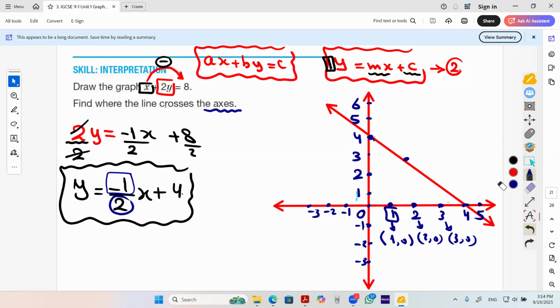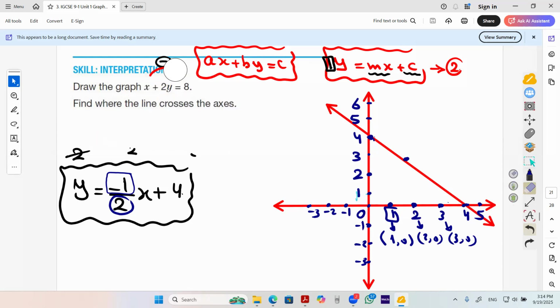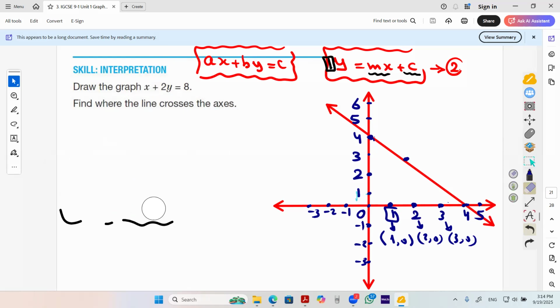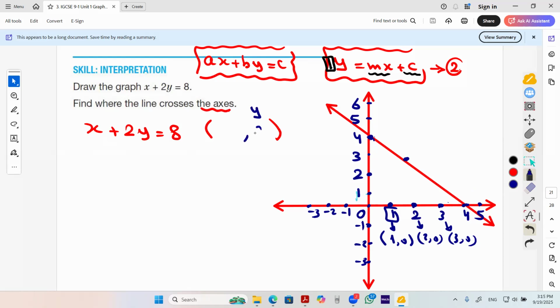So when we want to get the intersection point with the x-axis in any equation, just put y equal 0. This means that y is 0, and so x will be what? x equals 8, directly. The equation becomes x equals 8. So the intersection point with the x-axis is 8 and 0.